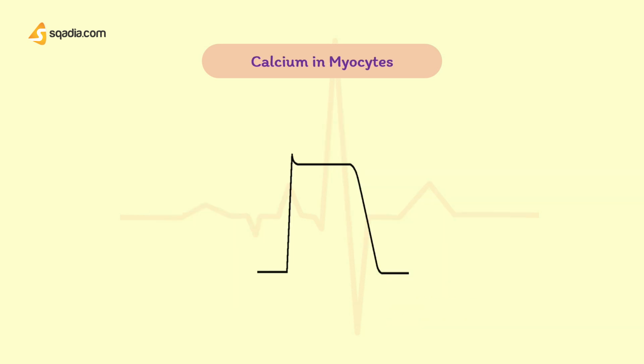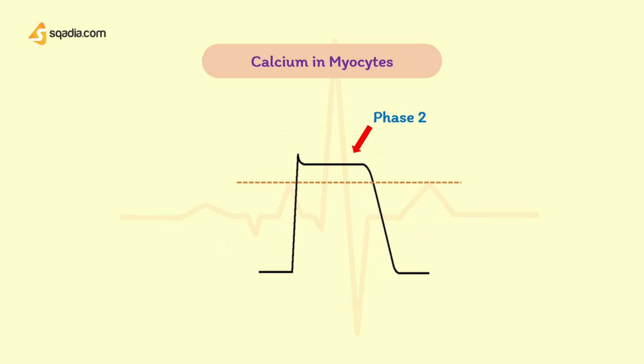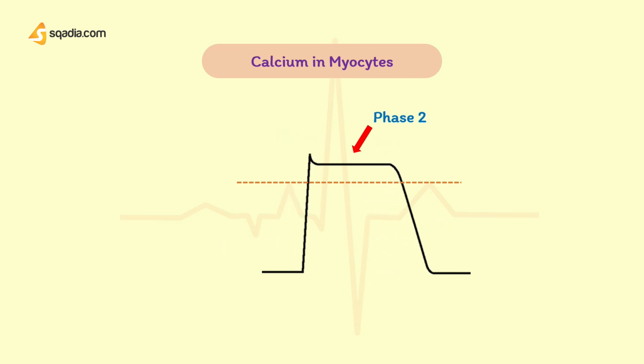Now, I'd like to just touch on calcium's role during the electrical activity. During a myocyte action potential, calcium goes in during phase 2, so if there is hypocalcemia, less calcium takes longer to fill and therefore elongates the QT interval.